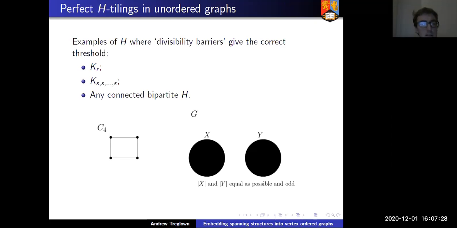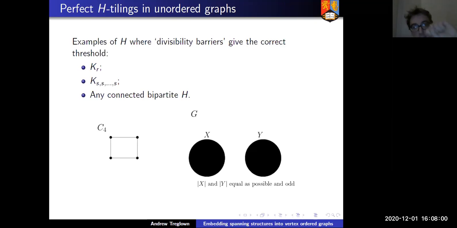Well, let's just look at C4, but this example generalizes. So we're looking for a perfect C4 tiling. Well, let's just take two disjoint cliques, X and Y, where X and Y are as equal in size as possible, but both of them have odd parity. Okay, so in this case, G has minimum degree just shy of n/2, so just short of what's in the theorem. But it doesn't have a perfect C4 tiling, right?